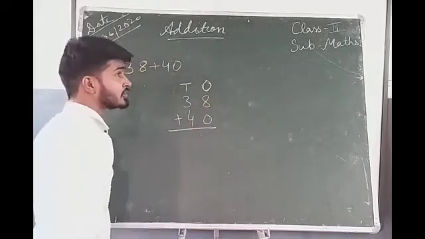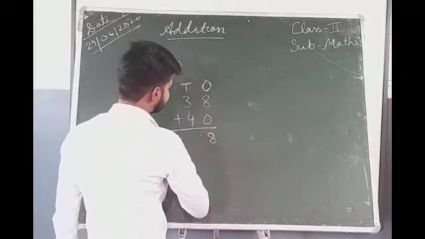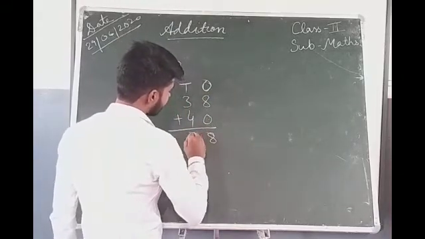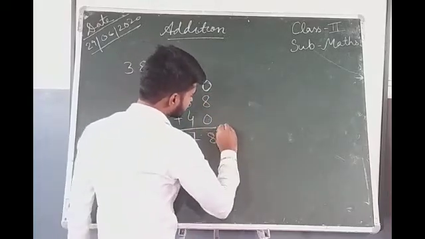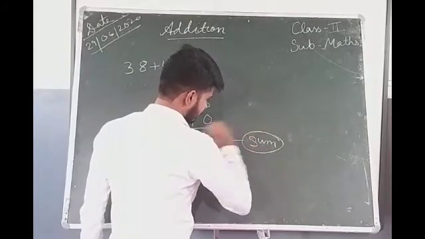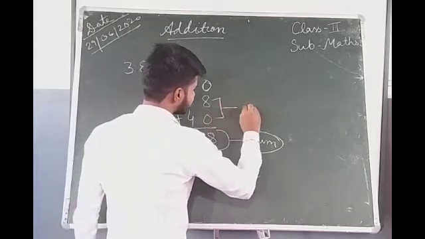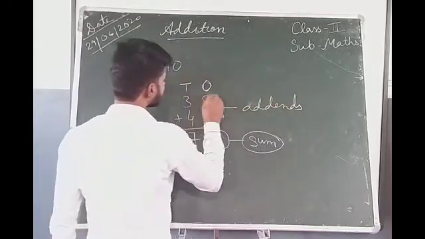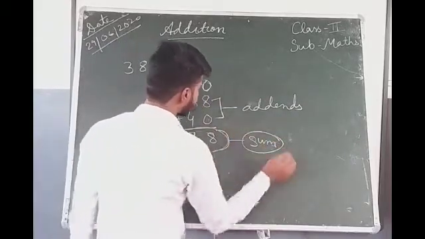8 plus 0, what is 0 plus 8? So we can't count 0, so 8 plus 0 is 8. And what is 3 plus 4? That is 7. 4 plus 3 is 7, and 8 plus 0 is 8. And what is this called? Sum. Sum means the result of both these numbers, and both these numbers are known as addends. Means these two numbers we add are known as addends, and this result is known as the sum.